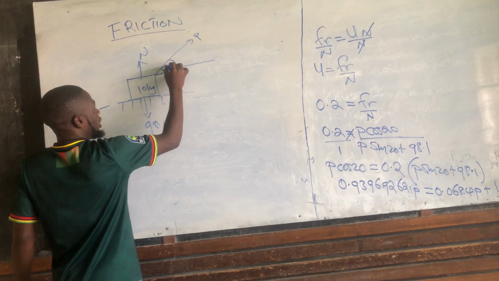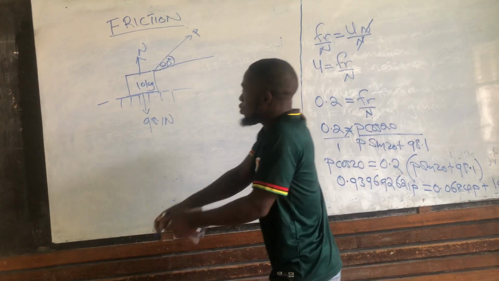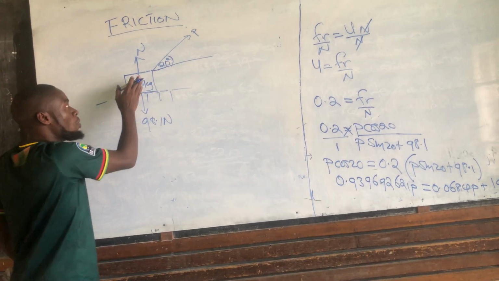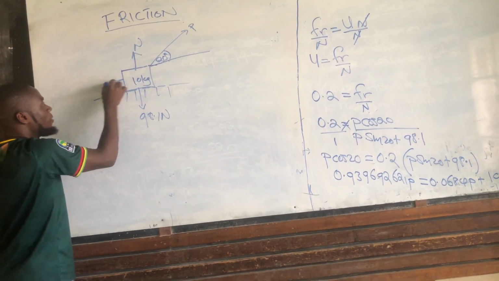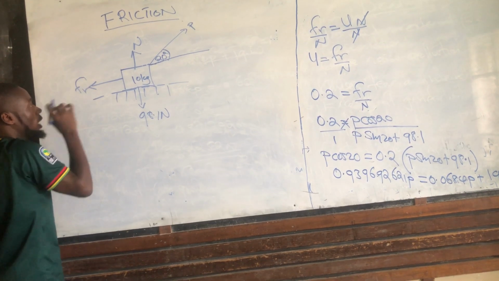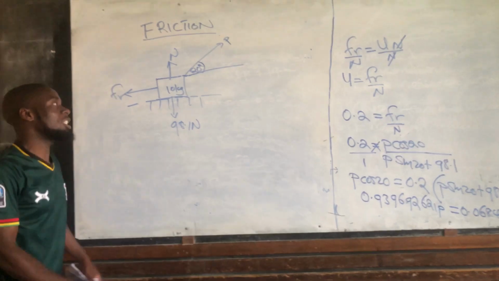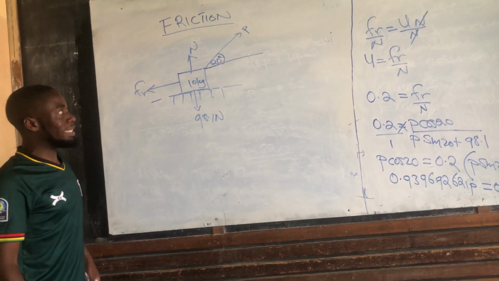This is 20 degrees there. You are pulling like this. The main idea is to move this box in this direction. So if you are pulling, you want to move this box in this direction, automatically the frictional force will be here. You can put the frictional force anywhere, even here, as long as it's pointing in this direction. Okay? So what's next here?